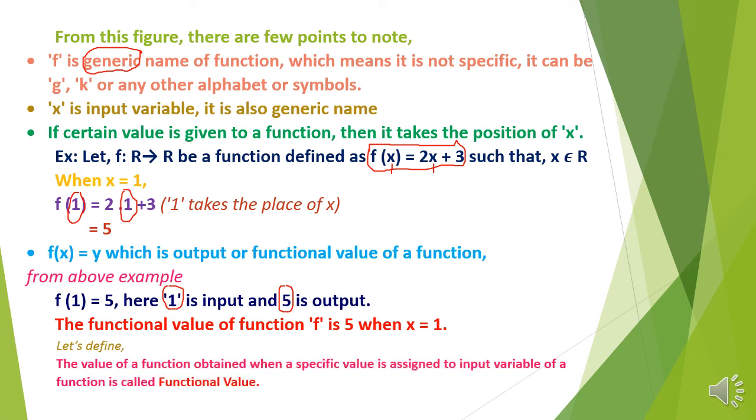You can just see, the value of a function obtained when a specific value is assigned. Specific value, in our example 1, is assigned to the function. In our example 1 is assigned to the input variable of a function, and the resulting value is called the functional value.